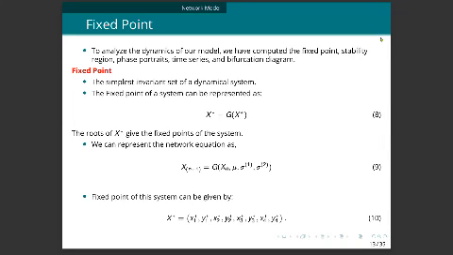Here we have analytically analyzed the fixed point, which is the simplest invariant set of a dynamical system. It can be represented as x star equals g of x star, where the roots of x star give the fixed points of the system. The network equation which I showed before can be represented in a general form as a function g, where the fixed points can be derived as x star equal to (x1 star, y1 star) up to (x4 star, y4 star). These are the fixed points of this system. I'm not going deep into the derivation of this.